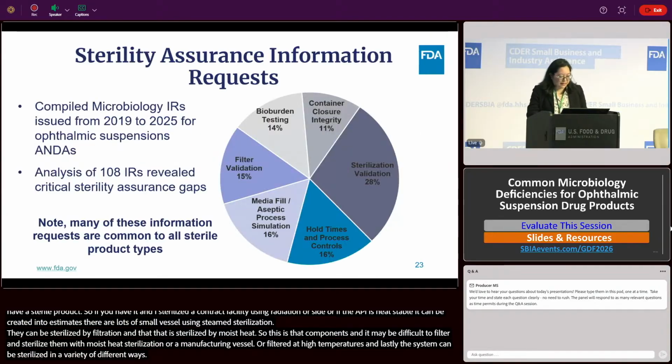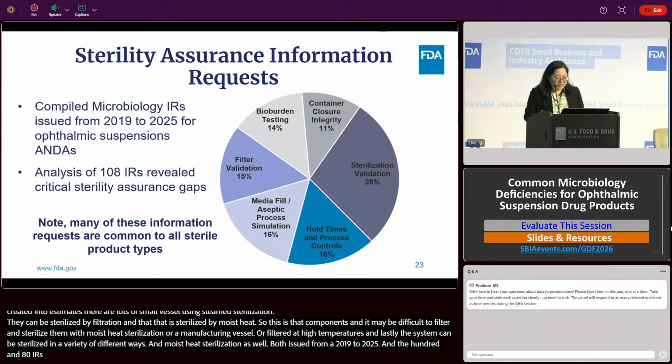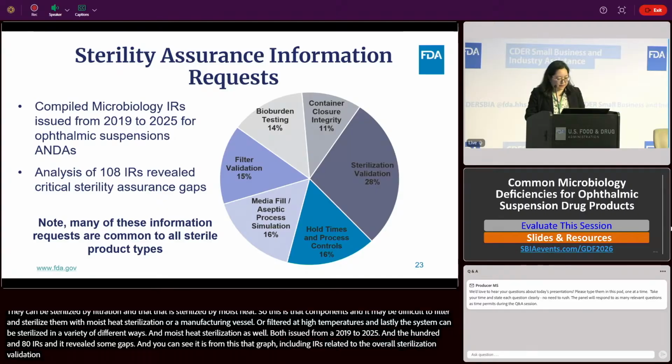For my talk, my colleagues helped to compile some microbiology information requests that were issued from 2019 to 2025 for ophthalmic suspension ANDAs, and an analysis of the 108 IRs revealed some critical sterility gaps. As you can see from this pie graph, there's a decent range of issues, including IRs related to the overall sterilization validation, hold times and process controls, media fill, and aseptic process simulations.